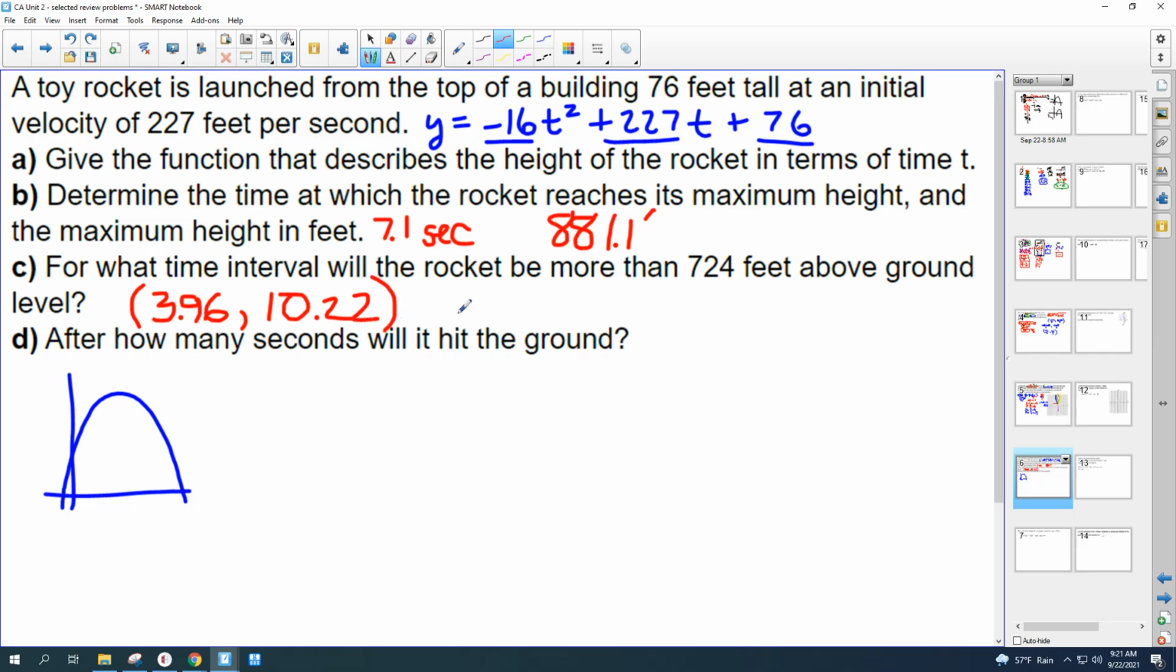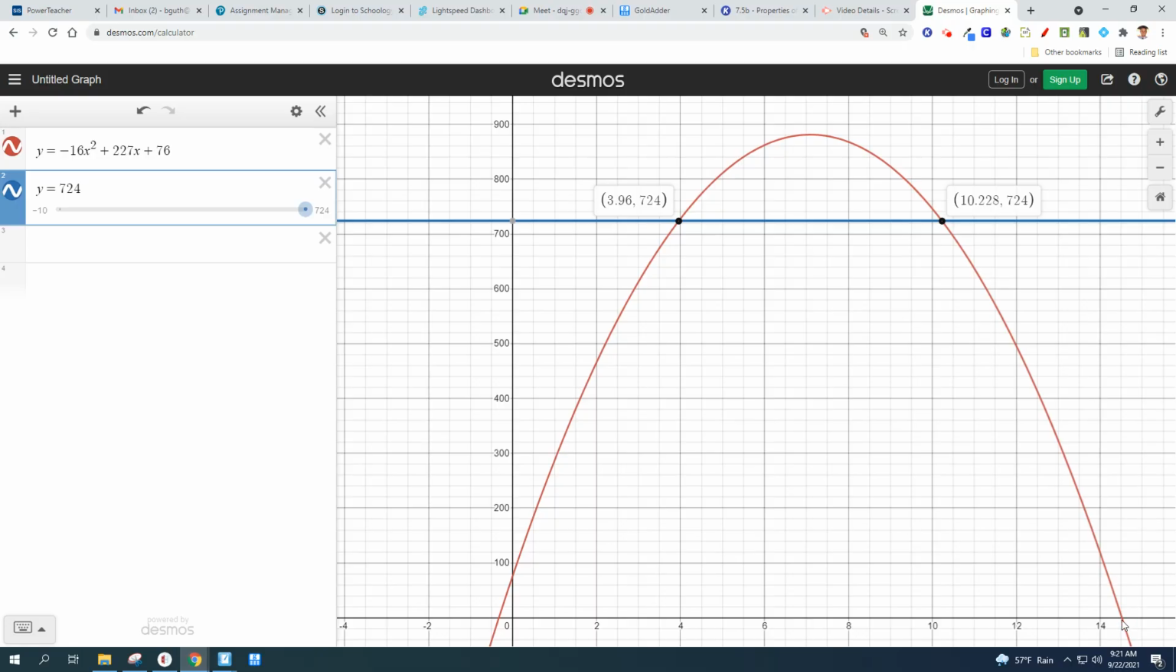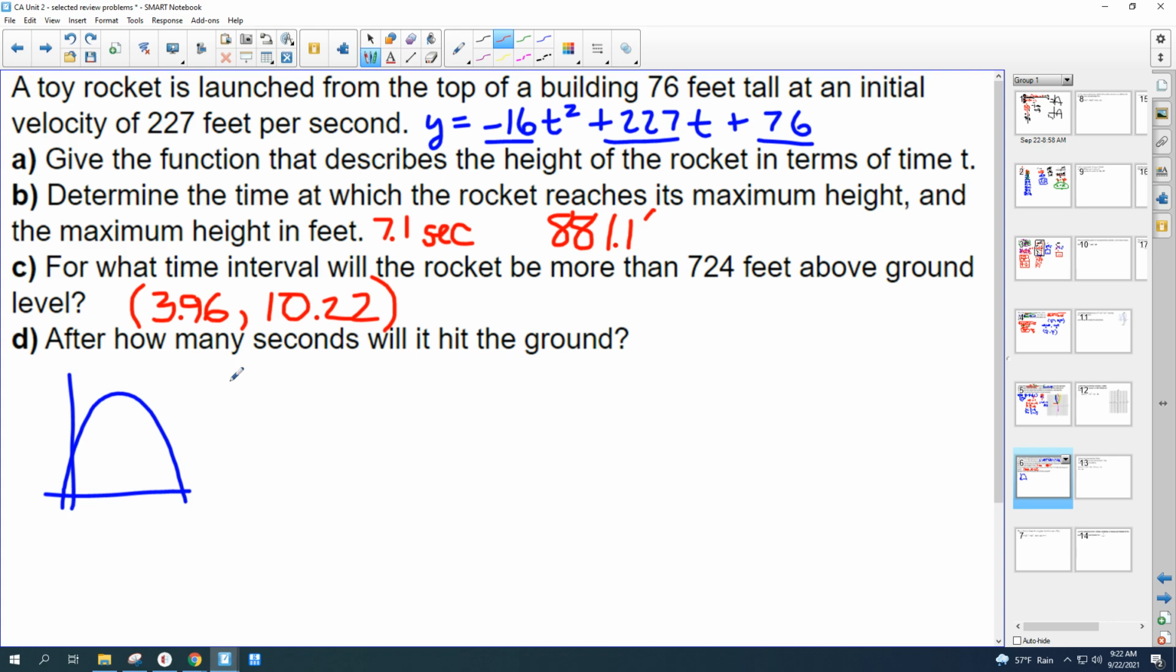and we're in interval notation. That is not an XY point. Just because I use parentheses, you've got to understand that that's an interval from this time to this time. After how many seconds will it hit the ground? That's this point right here, right? The ground is 0. So this is the time, 14.5. It's going to take 14.5 seconds for this thing to hit the ground.